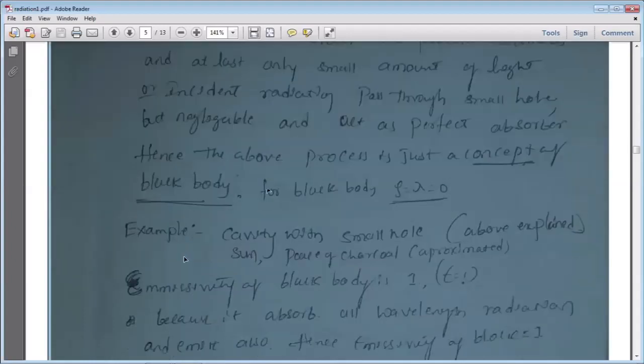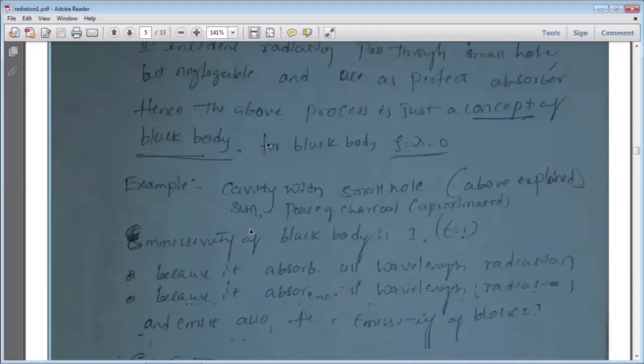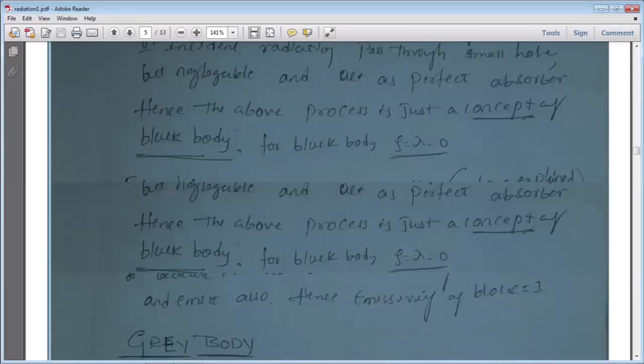Understand? So examples of black bodies: a cavity with a small hole. The cavity, what we explained, is an example called a cavity with a small hole. I will explain that. The sun is also called a black body. It radiates all types of energy, any wavelength, any incident angle, and it absorbs all types of radiation. So the sun is also called a black body.